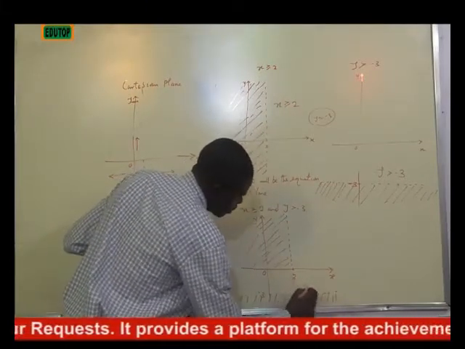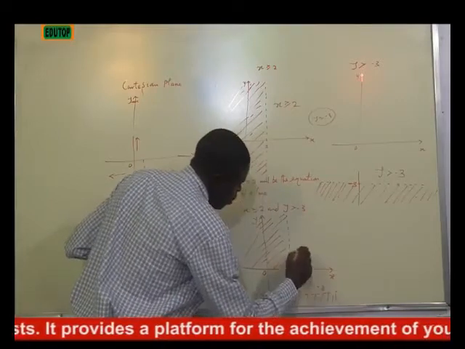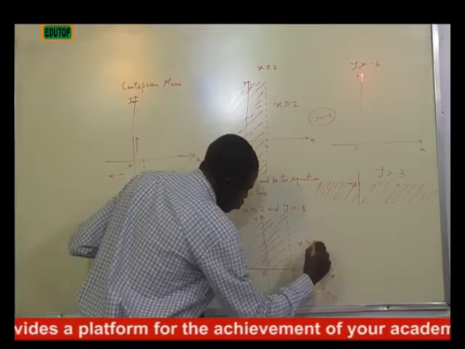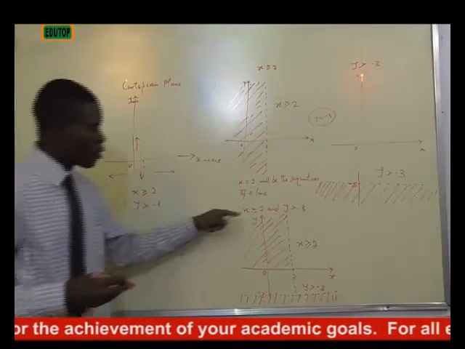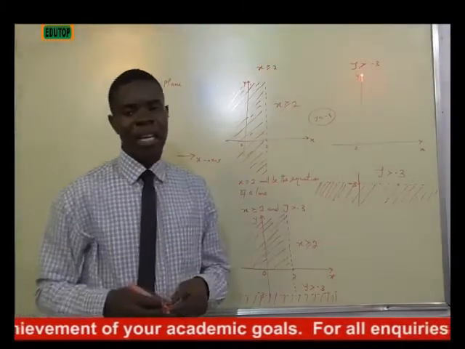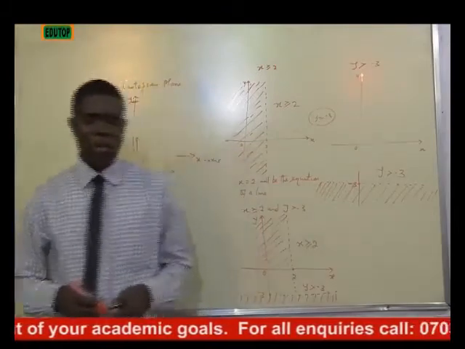Then your y greater than -3 will be here, while your x greater than or equals to 2 will be here. So this is a graph of x greater than or equals to 2 and y greater than -3.